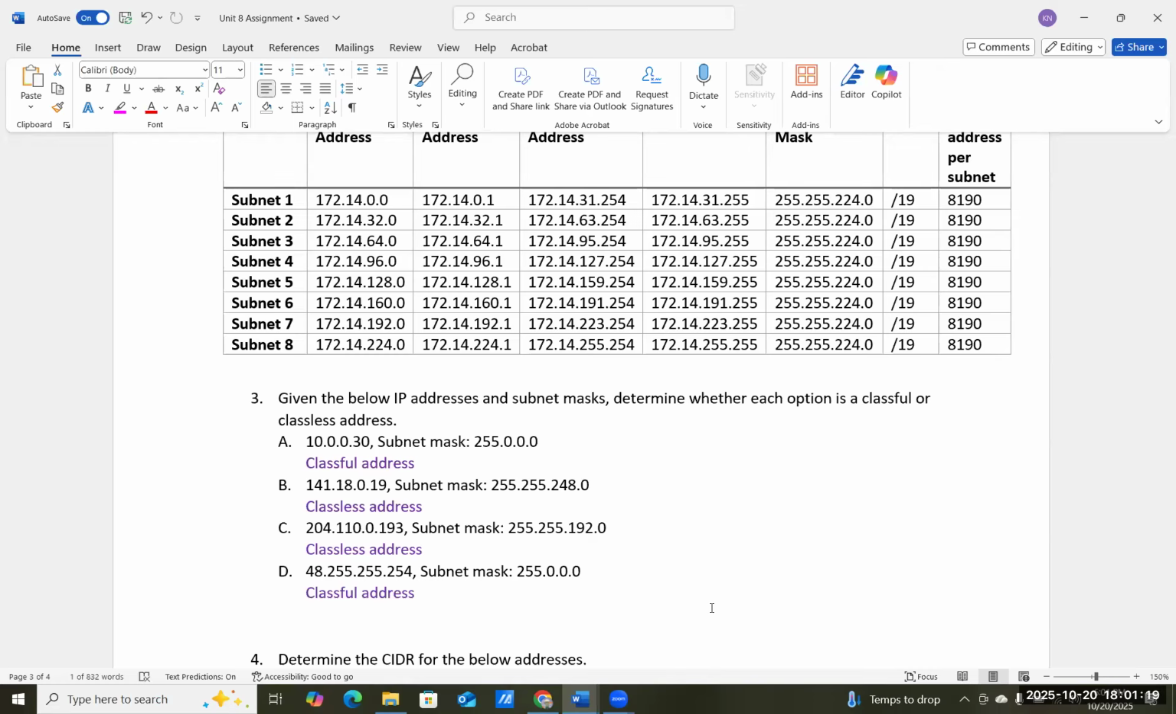And then this one is a class A, looking at the first octet, for 48.255.255.254, the subnet mask is 255.0.0.0. This is a true class A because the subnet mask is how it's defined in the class table for class A. So, classful address. Okay?